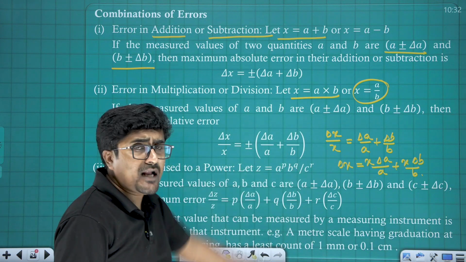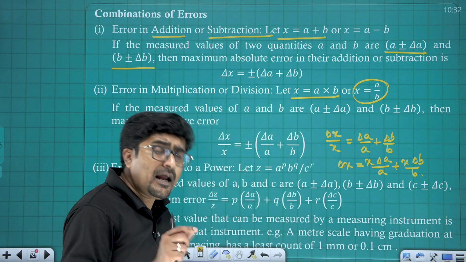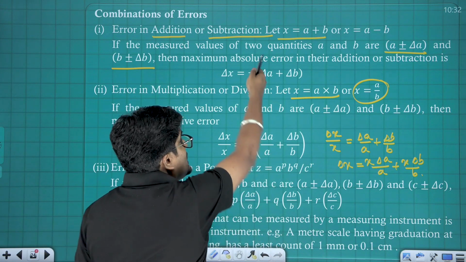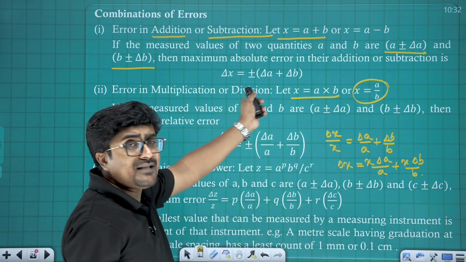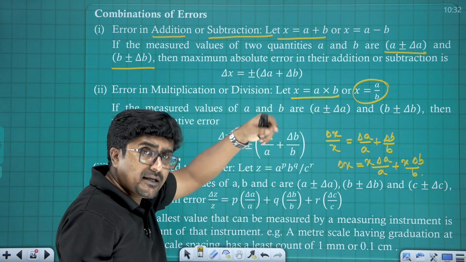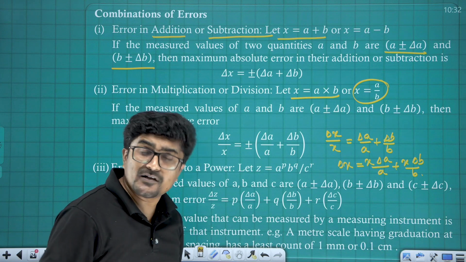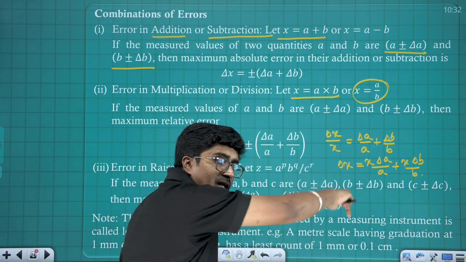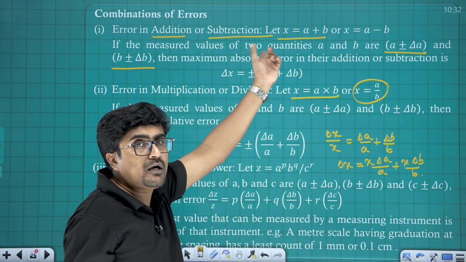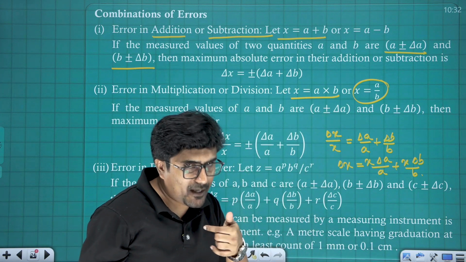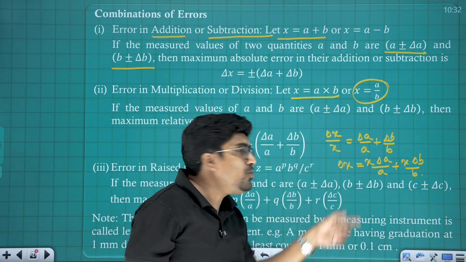That is how you can have the expression for delta x, and then you may finally represent it as x plus or minus delta x. Here also you may represent the final result as x plus or minus delta x. The same thing is applicable here.